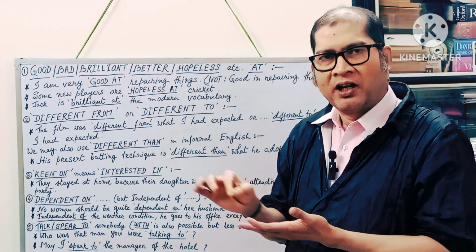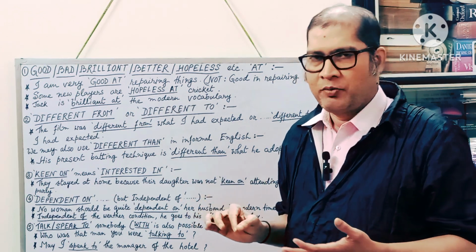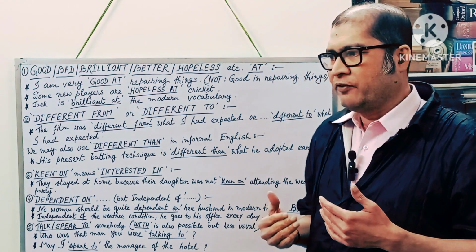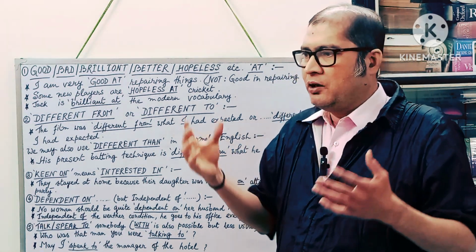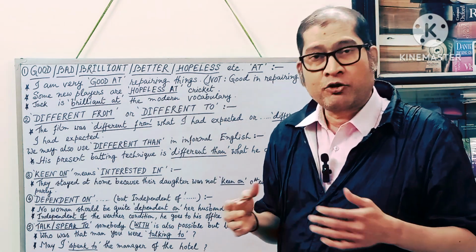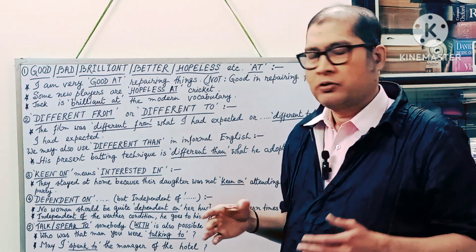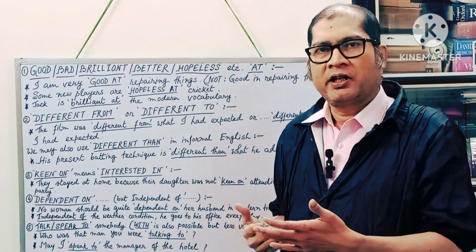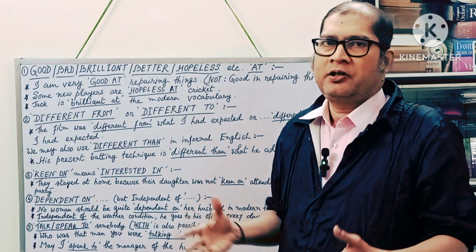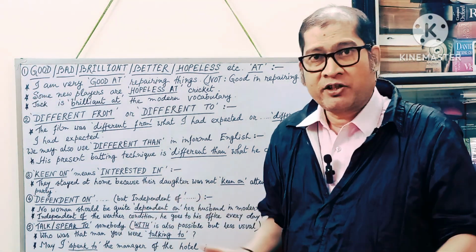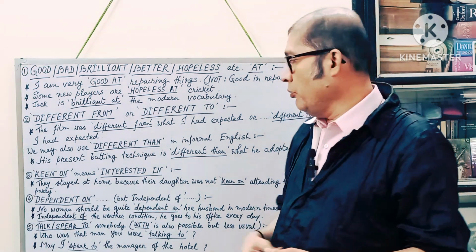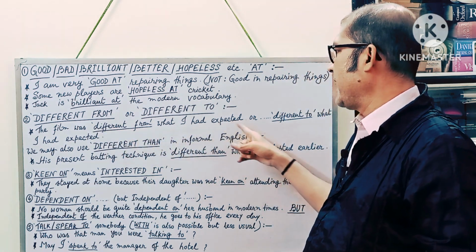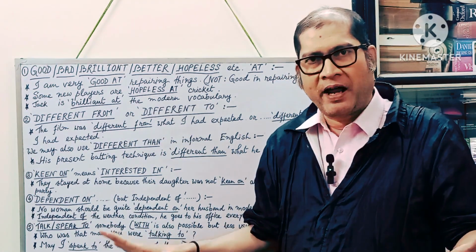When you are writing a formal letter, an official letter, you must not use different than. Or when you are writing something for some formal purposes, better to avoid than. Then you should use different from or different to. But in spoken English, in informal contexts, you may, and your sentence is obviously correct. There is no mistake in the sentence if you say that the film was different than what I had expected. There is no problem at all.